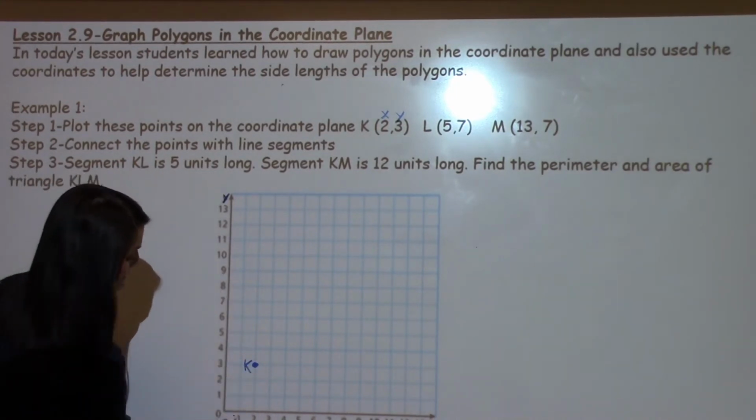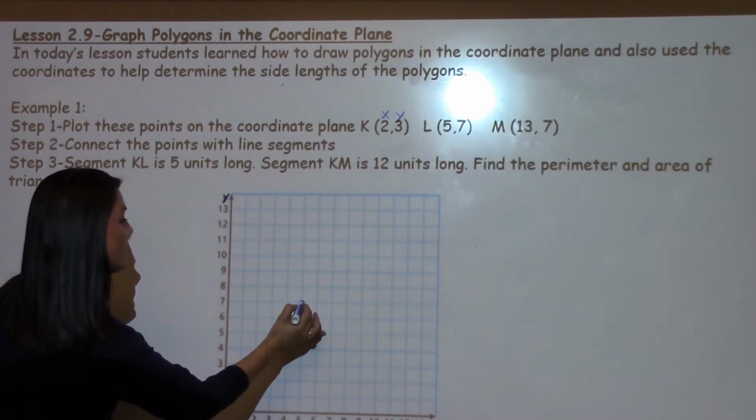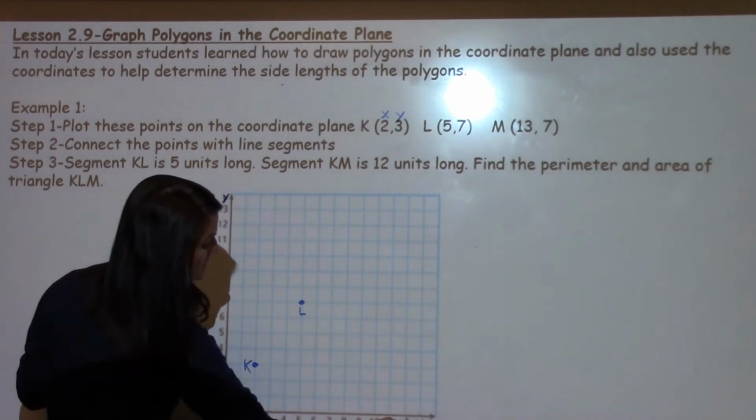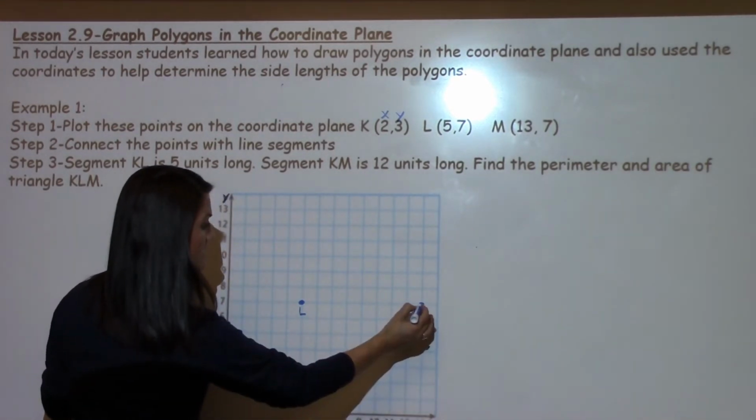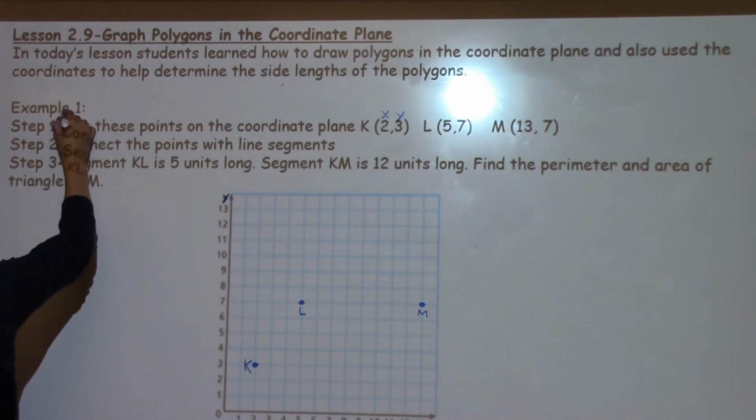The next one is 5, so I'm going to go over 5 and then up 7, and I'm going to label it L. And then the last one is 13 and 7, which I'm going to label M. So I've now completed step 1.